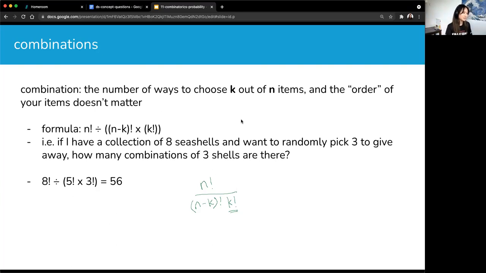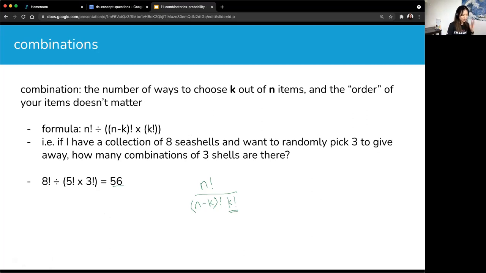So here, basically, you can see, even though we have the same numbers of 8 and 3, the combinations formula returns 56 instead of, what was it before, 336. So in this case, order doesn't matter. In permutations, order does matter.